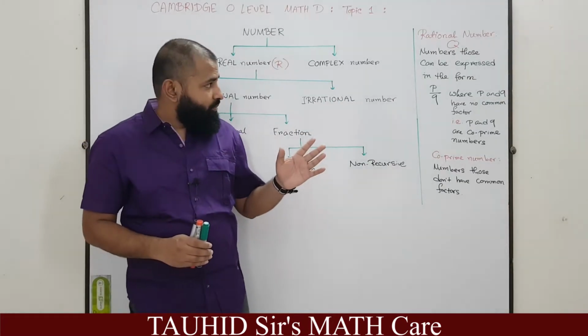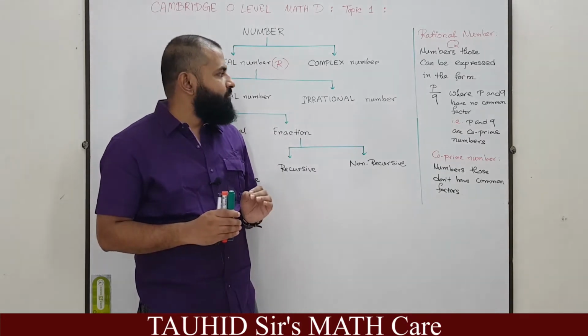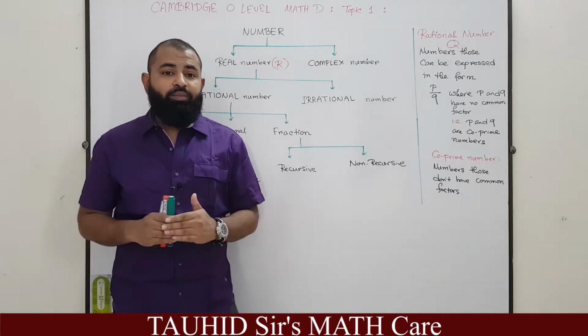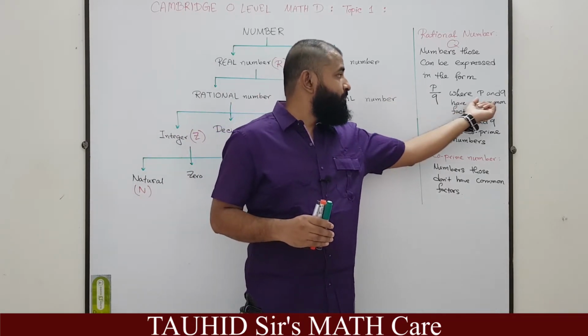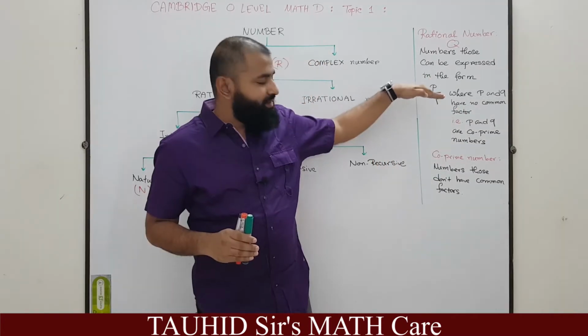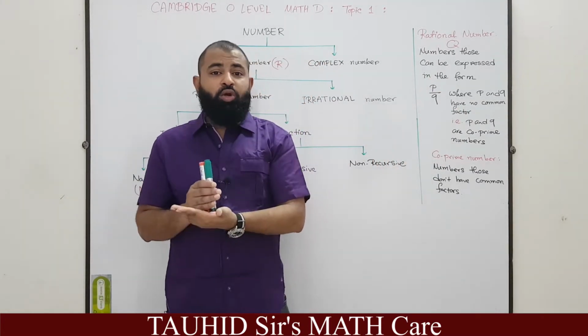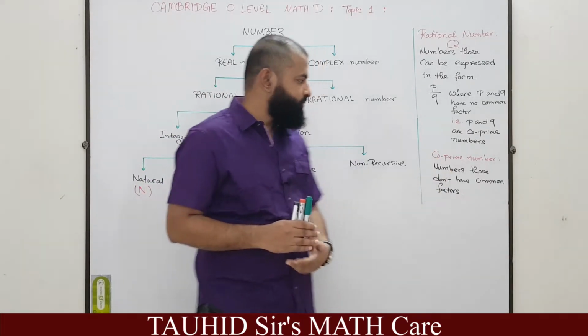What is a rational number? Numbers that can be expressed as P divided by Q, we will call them rational numbers. And here is a condition given that P and Q don't have any common factor. Numbers that don't have any common factor are called co-prime numbers.